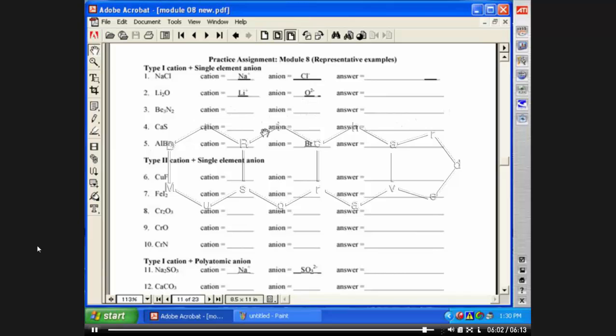Okay, that concludes my discussion of type 1 and single element anions. We're now going to take a look at type 2 and single element anions in the next video tutorial.